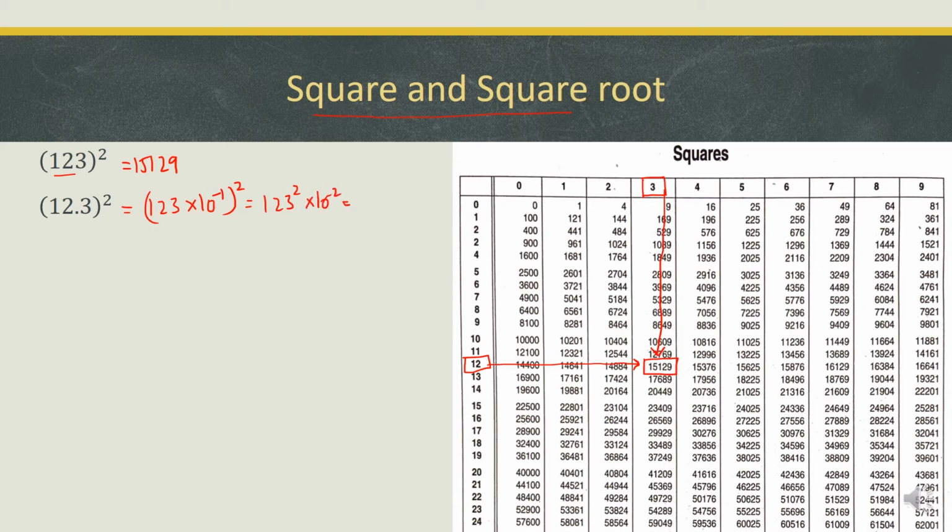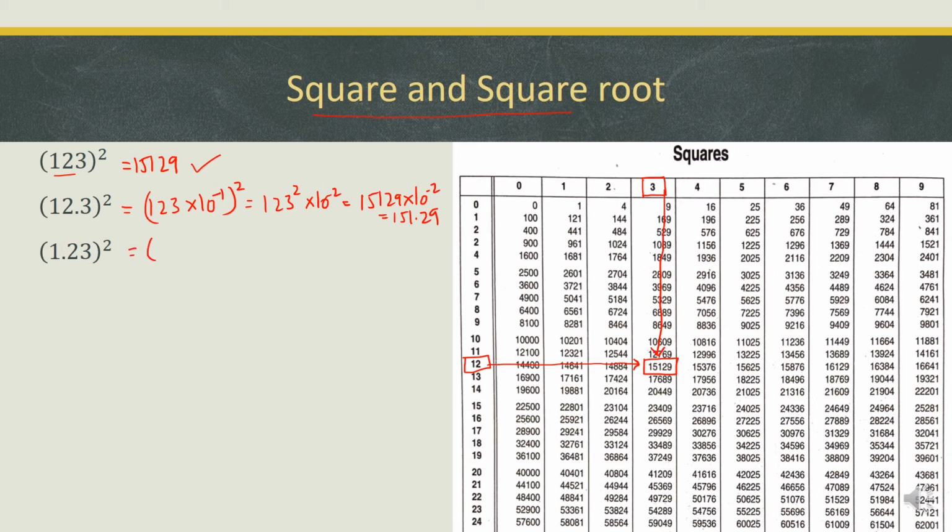Now the square of 123 we can find from the table, but we have already done that. So 15129 into 10 raised to minus 2 will be the answer, which can be written as 151.29. Let us check one more example.